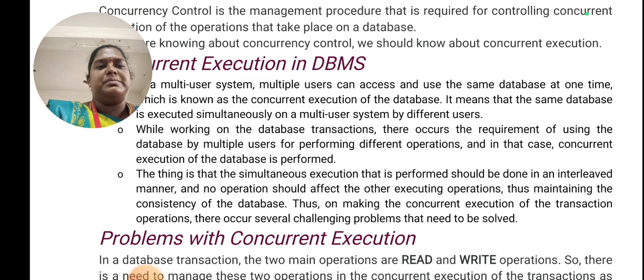This simultaneous execution should be done in an interleaved manner, and no operation should affect the other execution operation, thus maintaining the consistency of the database. Making a concurrent execution of the transaction operations raises several challenges and problems that need to be solved.